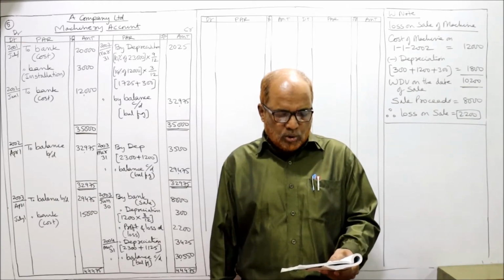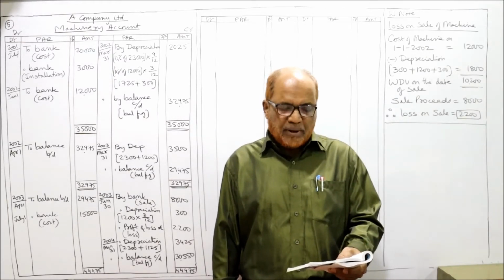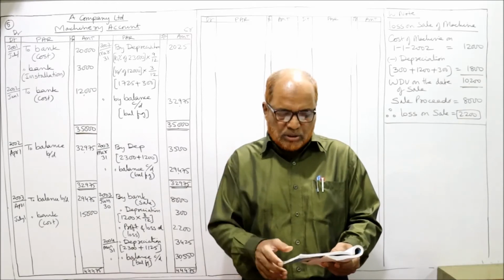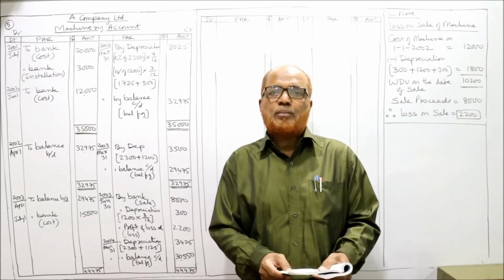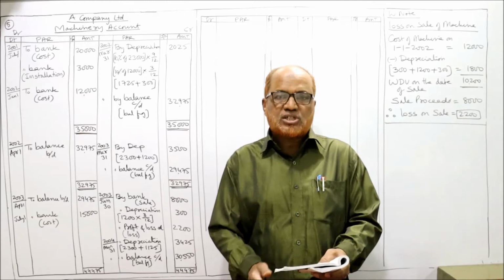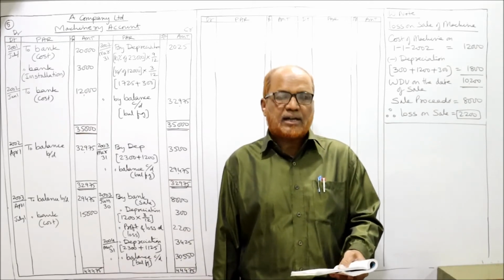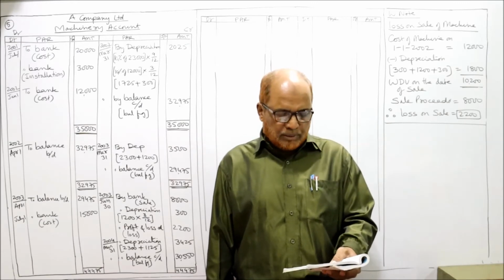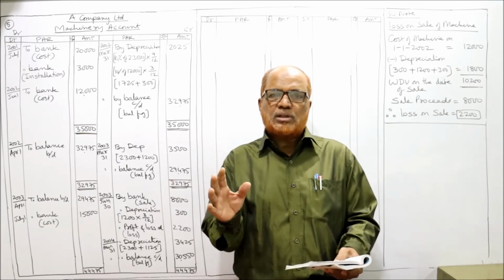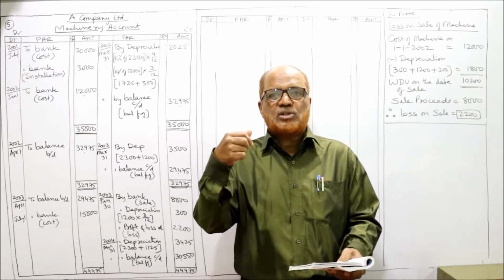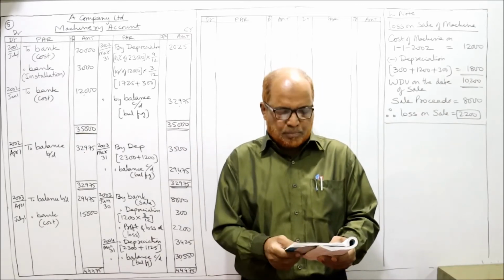On 30th June 2003, the machinery purchased on 1st January 2002 was sold for rupees 8,000, and on 1st July 2003 a fresh plant was installed at a cost of 15,000. So that means on 30th June 2003, one old machine was sold and a new machine was purchased.